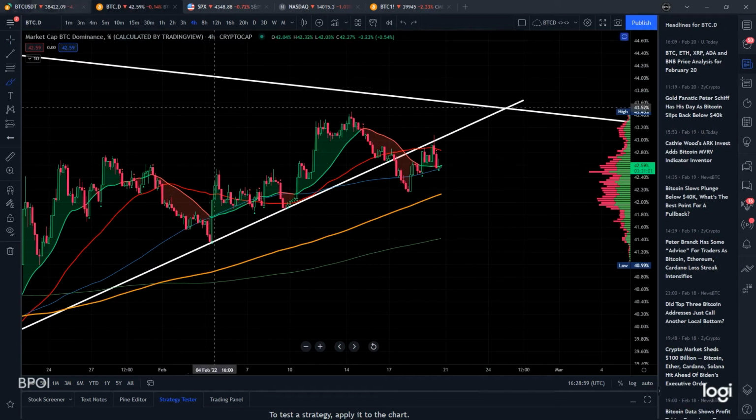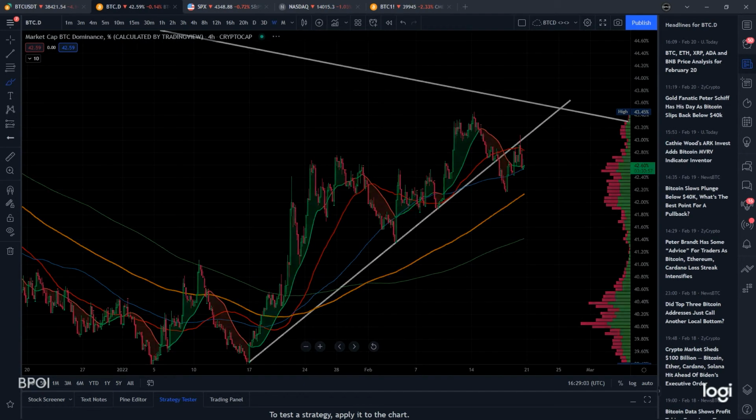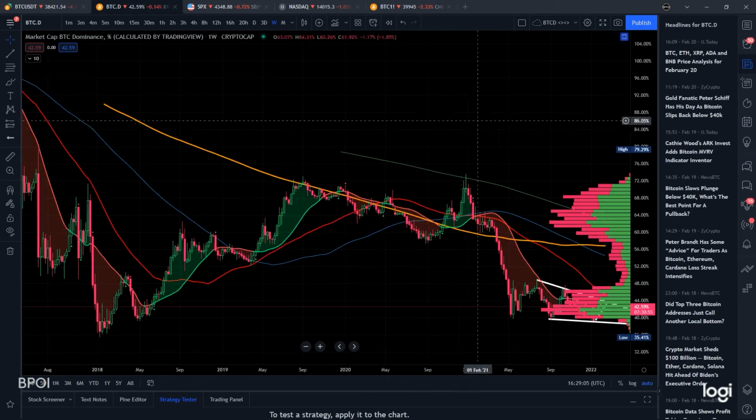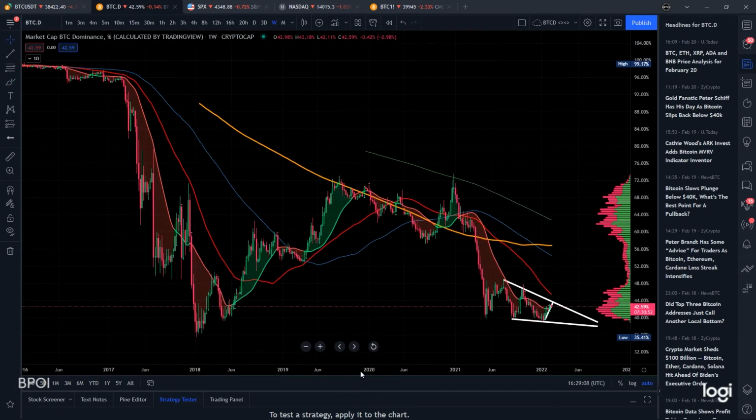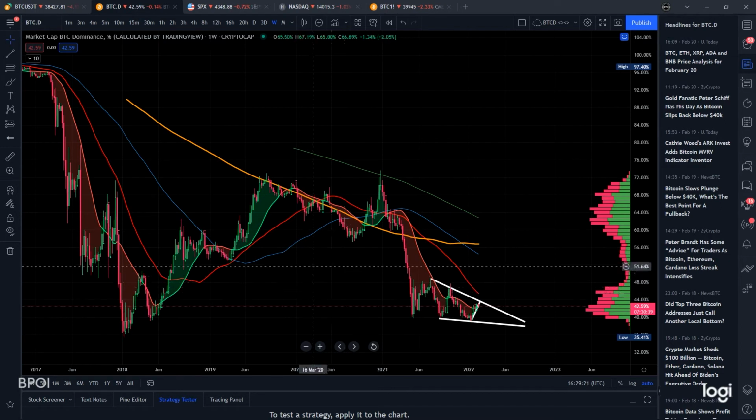What would be a great scenario right now, not that it's going to happen, is if we look at the weekly chart. Bitcoin dominance and altcoin seasons: altcoin season is where you make your money. That's where you make the most money in crypto. Altcoin season happens when Bitcoin dominance is moving lower.